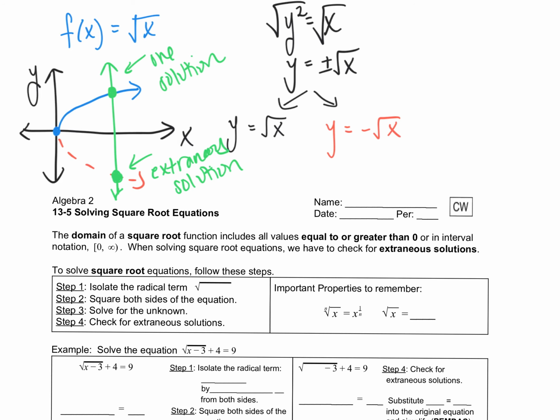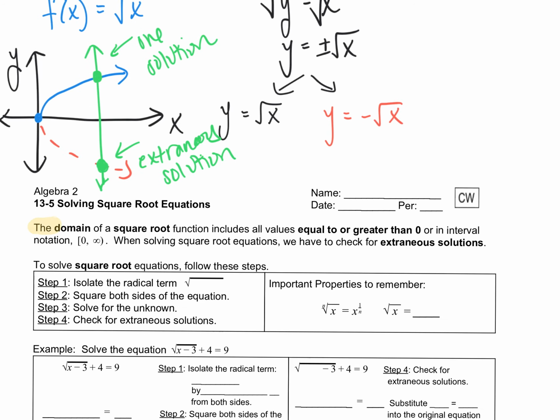Let's go ahead and get started. The domain of a square root function includes all values equal to or greater than 0, or in interval notation, 0 to infinity. From seeing our little square root graph here, we can see that that is happening. It starts at 0 and then keeps going to the right to infinity. When solving square root equations, we have to check for extraneous solutions.